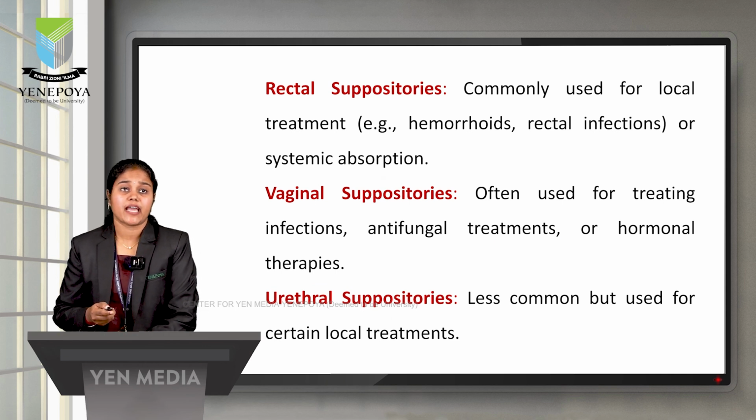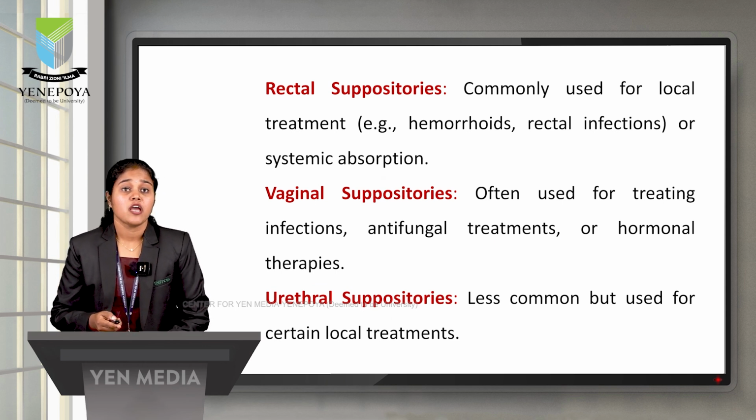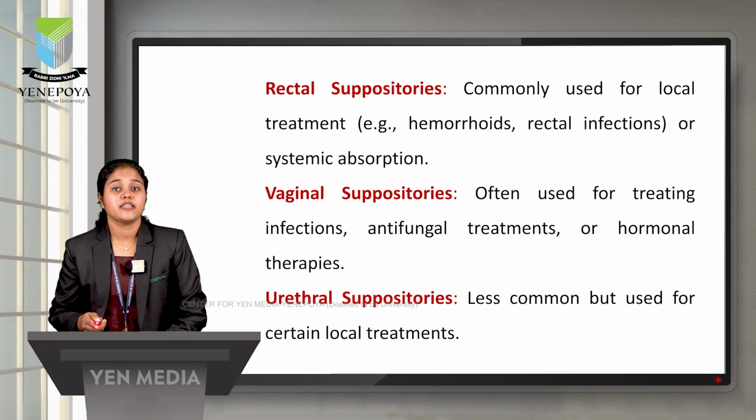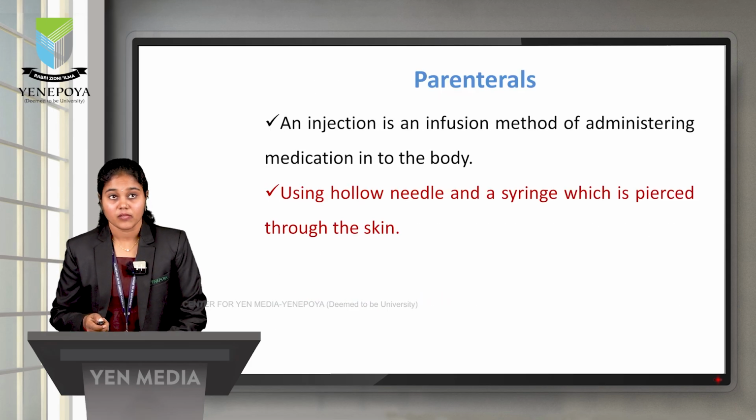I told you it can be used as rectal suppository, vaginal suppository and urethral suppository. What is a rectal suppository? It is commonly used for local treatment, for example hemorrhoids and rectal infection, or for systemic absorption. Vaginal suppositories are often used for treating infection, antifungal treatment or hormonal therapies. Urethral suppositories are less common, but are used for some local treatments.